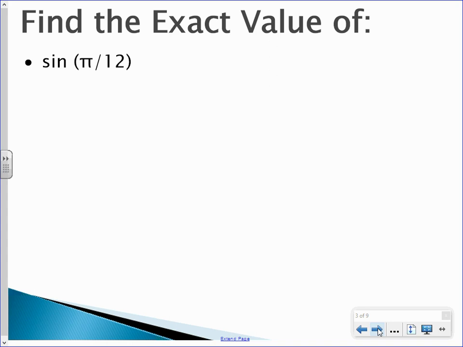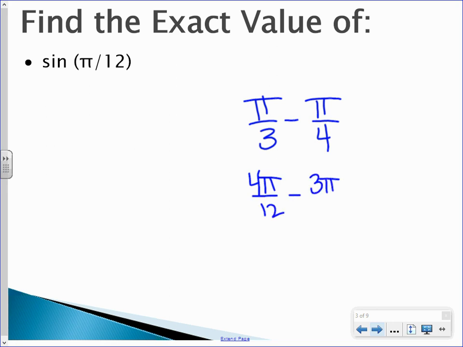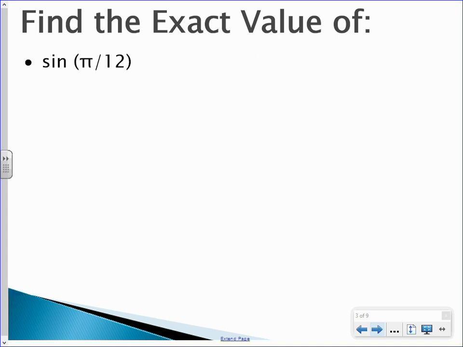All right. Maverick, do you guys have an idea? Yeah. Please share. Pi over 3 minus pi over 4. Okay, pi over 3 minus pi over 4. If we think of these in terms of common denominators, this is 4 pi over 12 minus 3 pi over 12. Does that work? Awesome. Thank you, Maverick. So, this is really the sine of pi over 3 minus pi over 4.